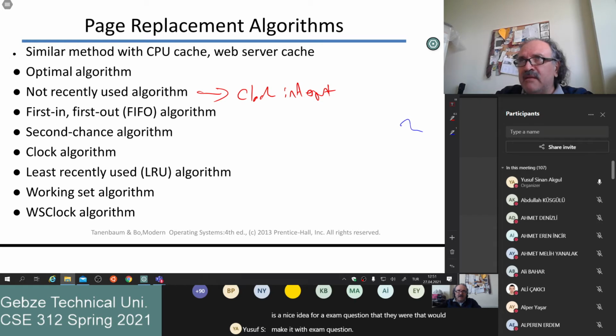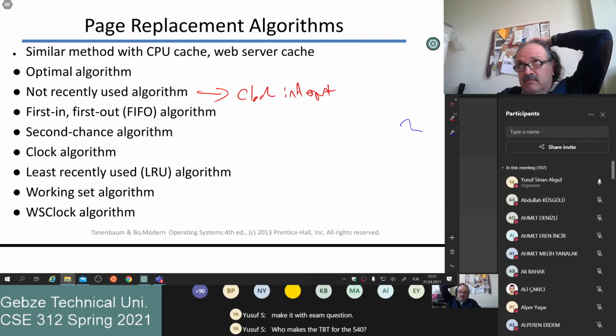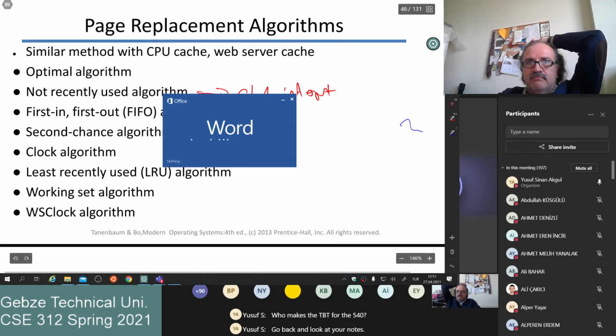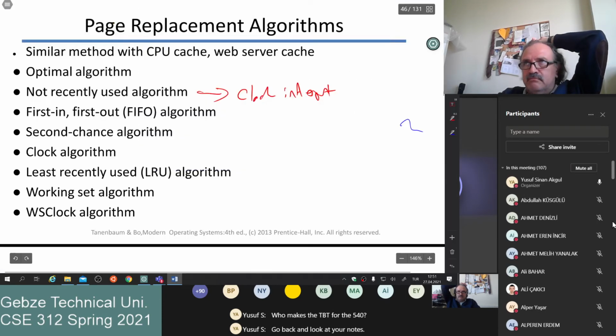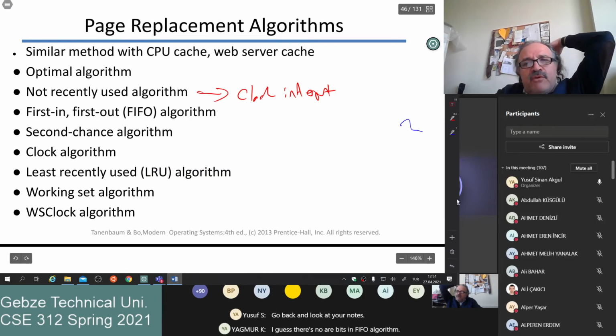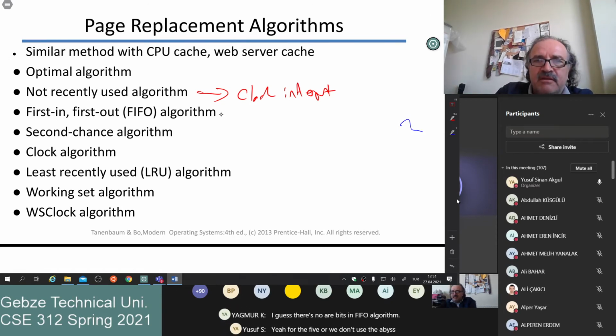Who makes the R bit for the FIFO? Go back and look at your notes. I guess there are no R bits in the FIFO algorithm. Yeah, for the FIFO we don't use the R bits. We talked about it, right? No R bit used.